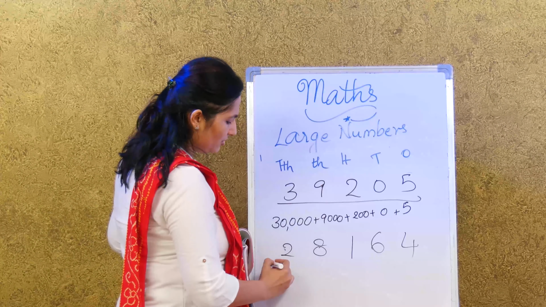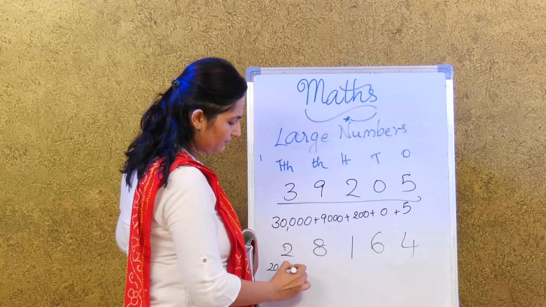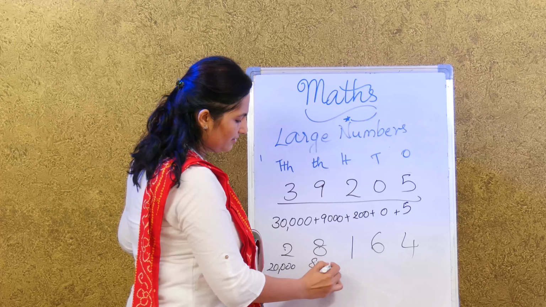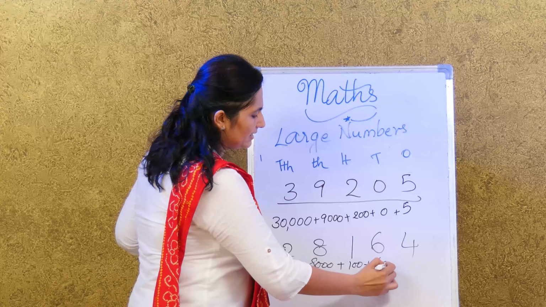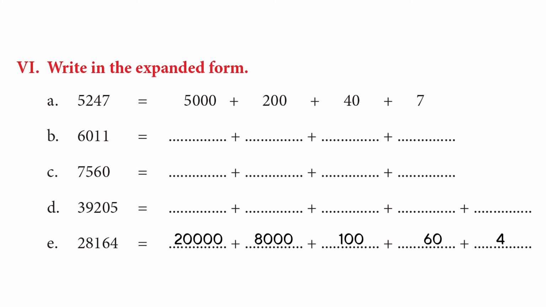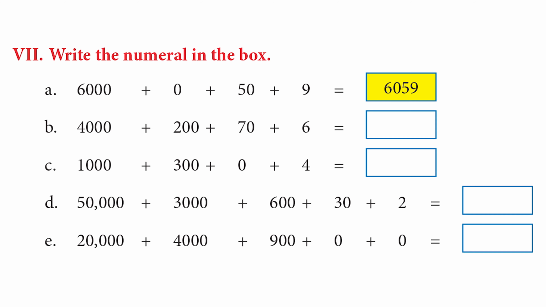20,000, 8,000, 160, and 4. So those are the expanded forms. You can finish the rest and move on to write the numeral in the box. This is also easy. So let's do the last one. For example, the first one is already done.